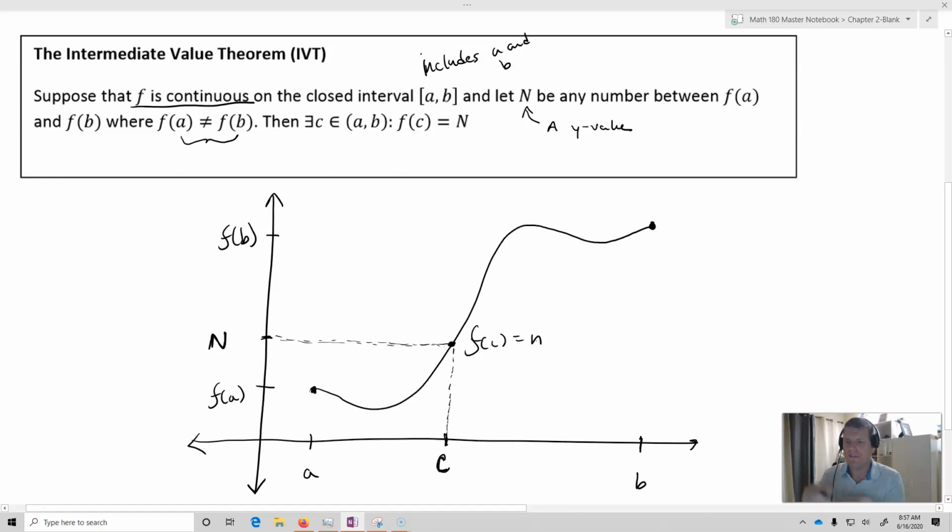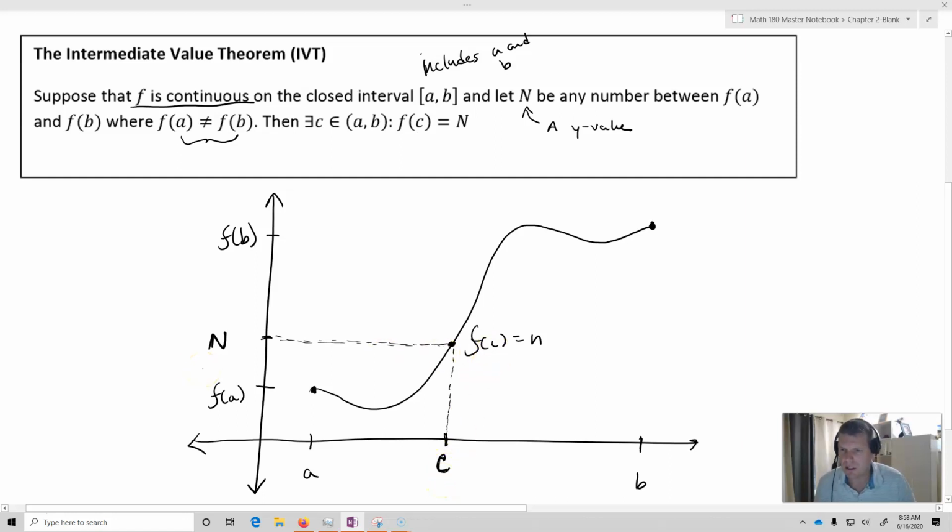It's basically saying, if I imagine that I've got a continuous function, on this interval I've got a to b, my x values, and they've got an associated f of a to f of b, which are the y values. If I pick any value inside of those y values, then f of c is going to equal n.